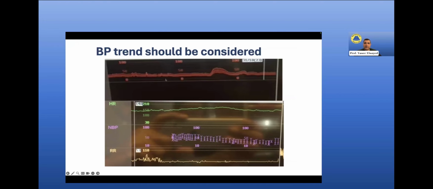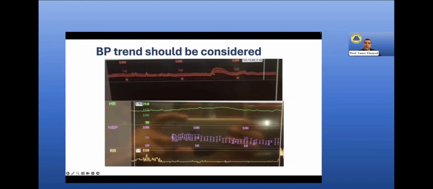Blood pressure trend is very important. This is a 22 weeks gestational age. And if you look at the blood pressure here, the team recognized this as low blood pressure. I think it was 31 over 16 or 15, and the mean was 23.